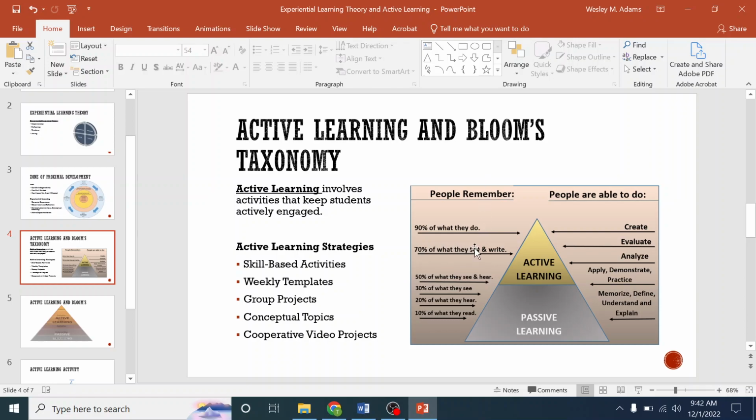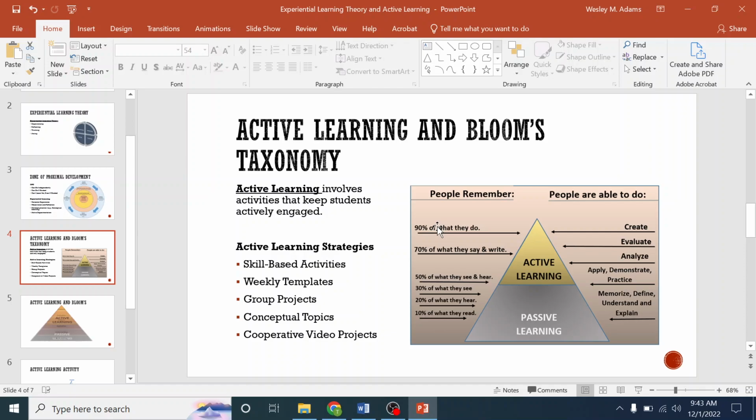70% is what they have to present on, what you have to talk about and write about. That's why we have the discussions at the end, and your videos are like little presentations. So that's why I have the video editing involved, not just as an active learning strategy, because I know you'll retain more because you have to analyze and evaluate what you just did to create something from it, and 90% of what they do. Again, creating something, doing some sort of activity that's hands-on, you're going to retain way more.